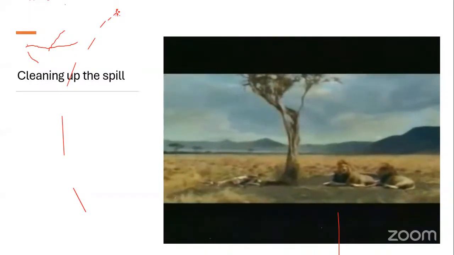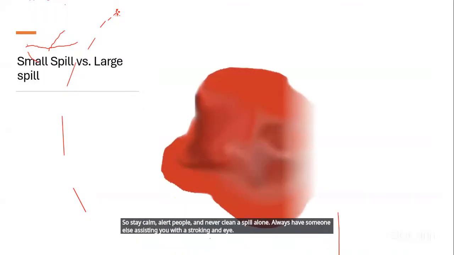When there is a spill, the first thing to do is not to panic. When you panic, you run into walls, you run into problems, you don't know what to do. So stay calm, alert people, and never clean a spill alone. Always have someone else assisting you with a spill, keeping an eye. That's if you have a spill.